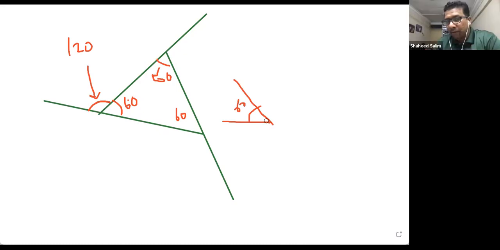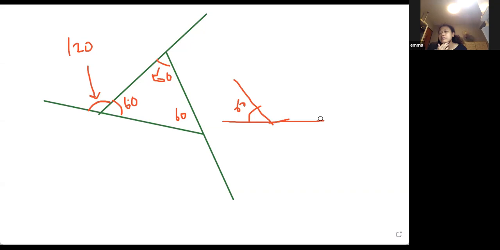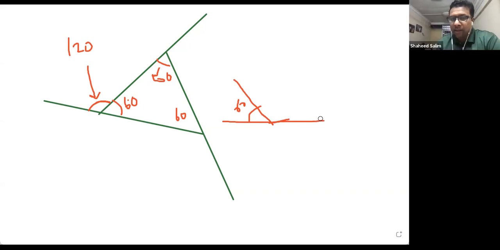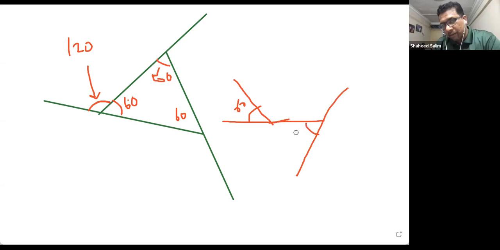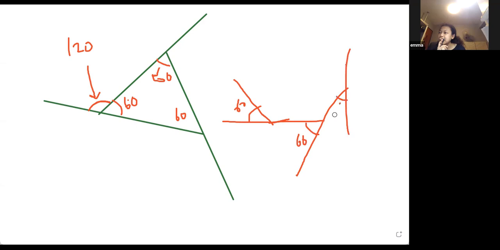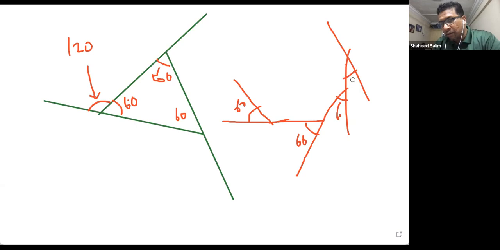You know what I mean? Then you draw straight, right? Then it makes another 60 degrees. Let's see how to make another 60 degrees. Like that, let's say 60 degrees. And then it makes another 60 degrees. You know what I mean? So it's another 60 degrees. So this is not a triangle.